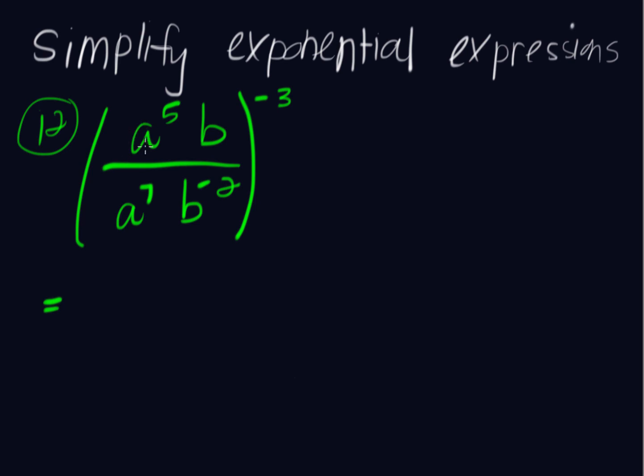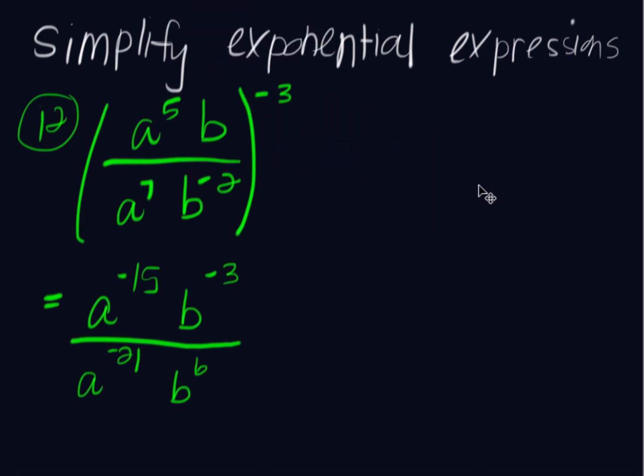So if I have a to the 5th and then raise it to the power of negative 3, I keep that base and multiply those exponents. So this becomes a to the negative 15, b will be to the negative 3 power. Divide that by a to the 7th raised to the negative 3 power. I keep that a and say 7 times negative 3 is negative 21. And then b to the negative 2 to the negative 3 power will be b to the positive 6.